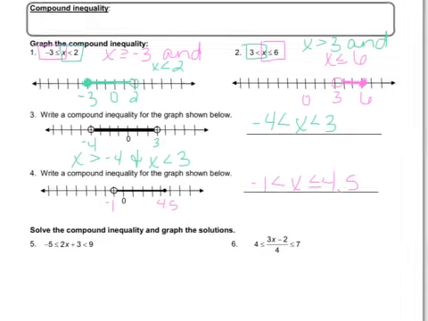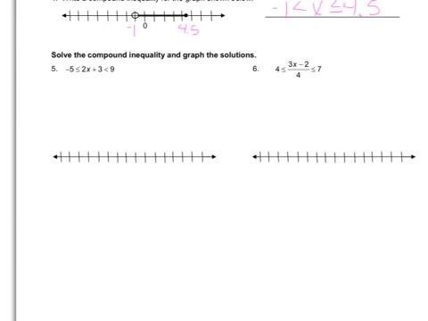So now we're going to solve them. When you solve a compound inequality, it's just like solving a multi-step equation. The only difference is, because you have 3 parts happening here, you have to make sure that everything you do happens in the middle, and then it happens on the left and on the right. So everything we do, we have to put here, here, and here.